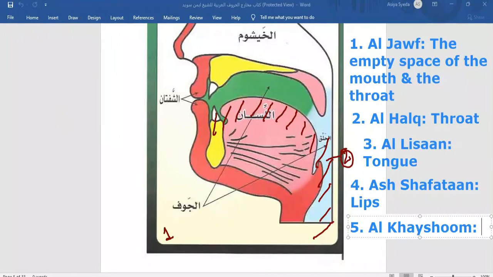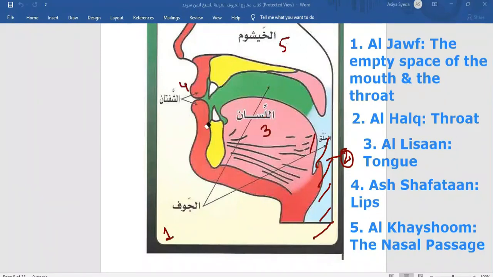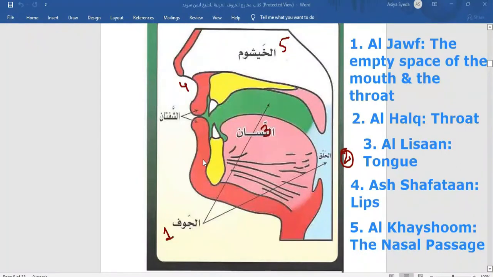Khayshum, the nasal passage. You can say nasal passage, you can say nasal cavity. Sometimes I say this, sometimes I say that, so they understand the English words. Al-lisan, al-shafatan, al-khayshum. Okay, and when you explain, write the numbers like that, so they understand what's what.